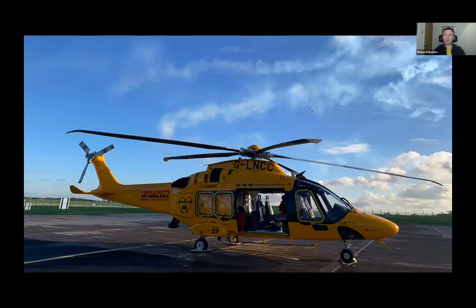I decided that I couldn't get through a presentation about pre-hospital care without a gratuitous helicopter shot. So here it is, alongside a photo of some of our new neighbours at Lincoln.